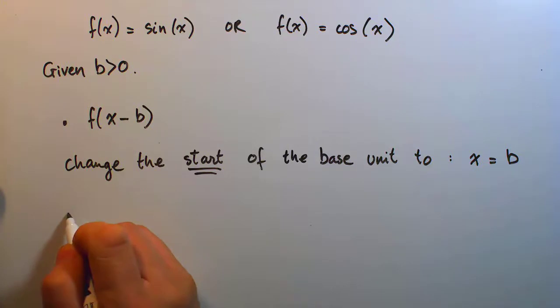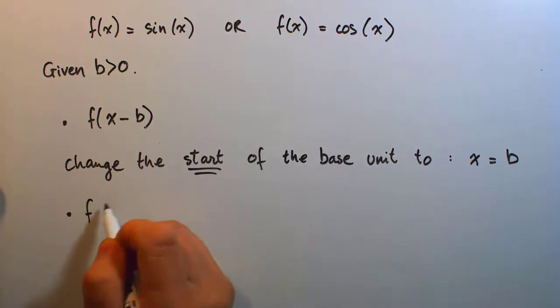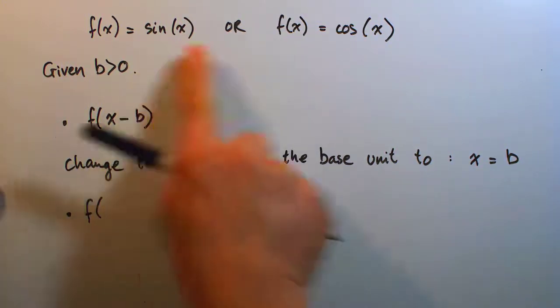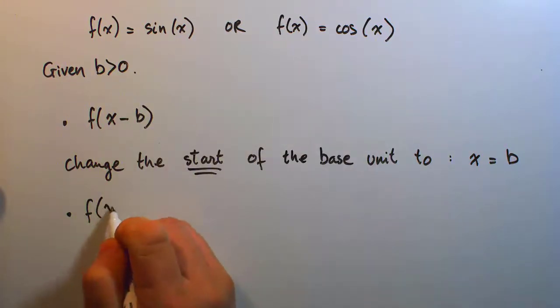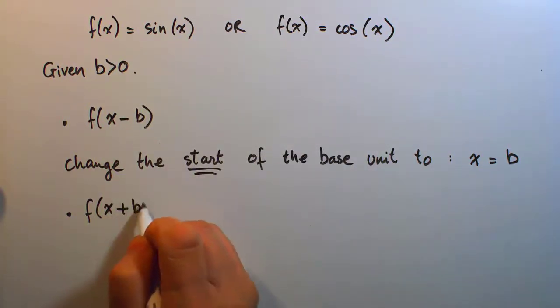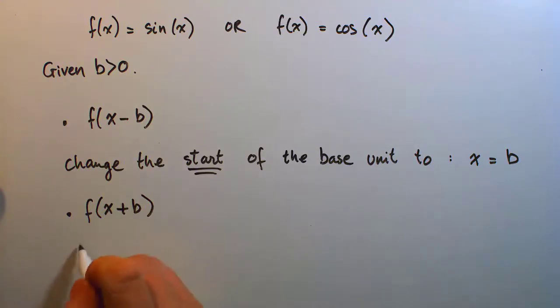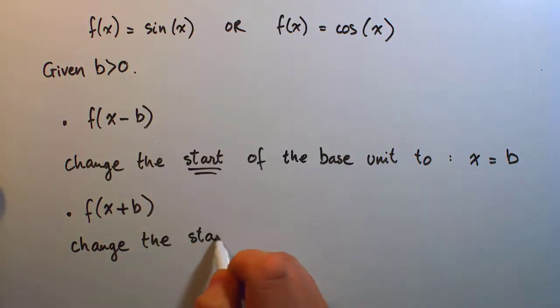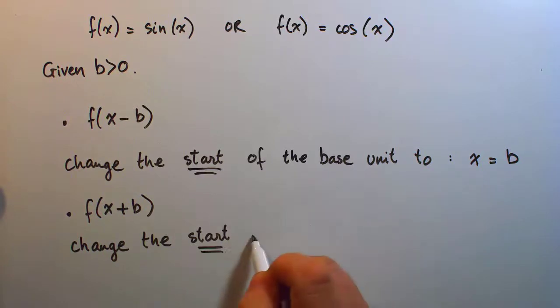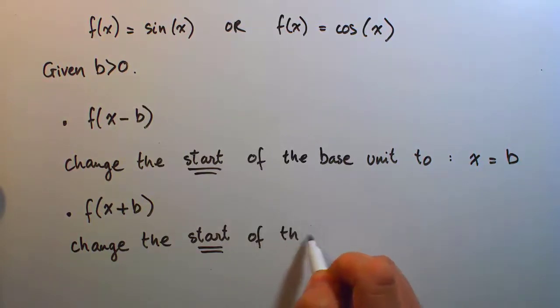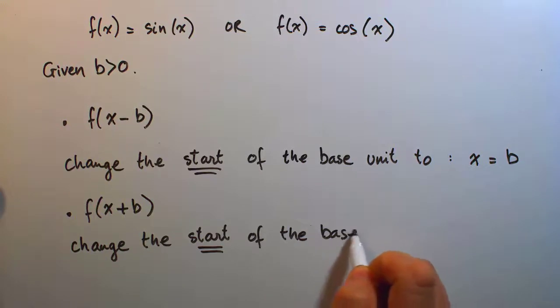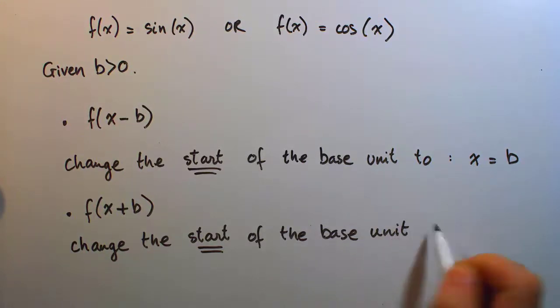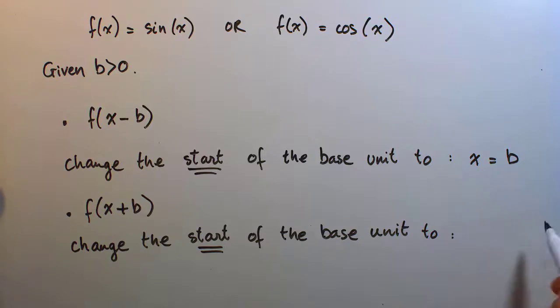And when either our function sine of x or cosine of x takes the expression x plus b, then this will change the start of our base unit to x equals minus b.